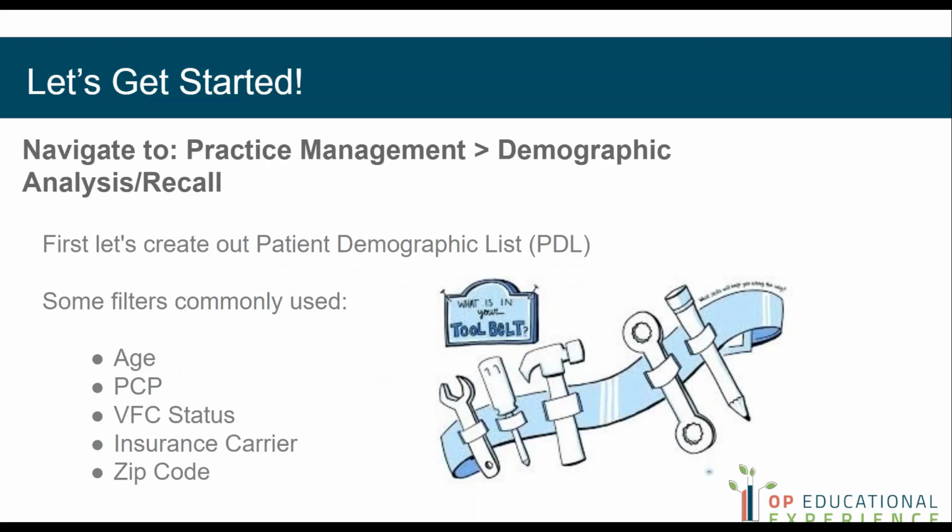This must be done before running any recall. We must create a PDL, or a patient demographic list. Once the PDL has been created, you can then filter or group the result to further narrow down your field of patients. For this scenario, we want to reach out to all kids with a birthday in a particular month. So we'll include all active patients with no date restriction. We can then choose to narrow down those results based on any of the data available there. Some of the more commonly used data points would be age, PCP, VFC status, insurance carrier, or zip code. For now, let's hop over to OP to see how this is going to be done.